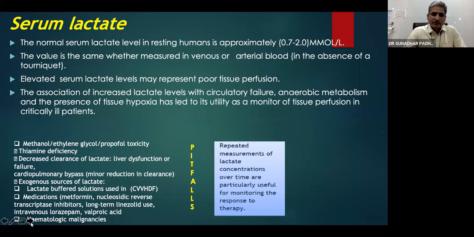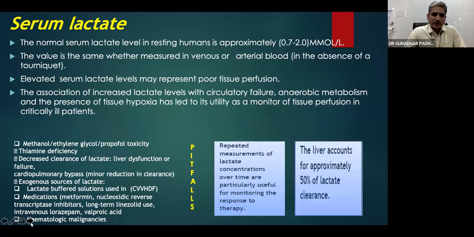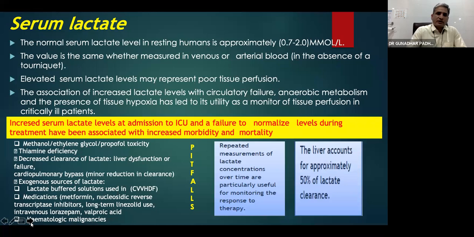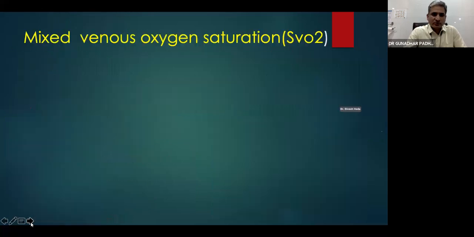Repeated measurements of lactate concentration over time are particularly useful for monitoring the response to therapy. Okay, and ideally the lactate should get cleared easily with resuscitation. More than 50% clearance of the serum lactate is a very good marker that your resuscitation is appropriate. So if your initial lactate is 8 and it is coming down to 4, that means your resuscitation is proper.